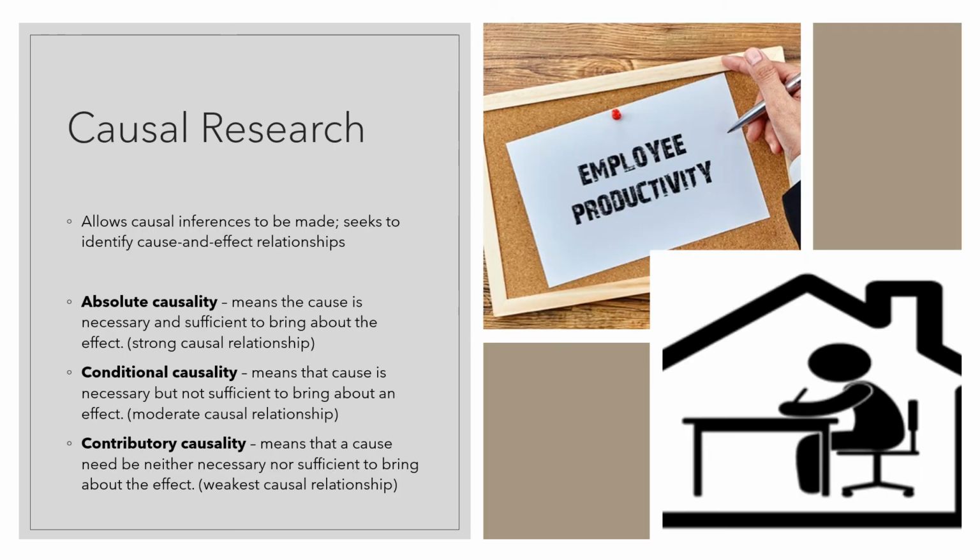The third type of research is called causal research, and this is where we're trying to seek relationships between variables. We're trying to see cause and effect. There are three levels of cause and effect relationship: the absolute, conditional, and contributory. Absolute means that the cause is absolutely necessary and sufficient to bring about the effect. So there's a strong relationship between variables, that one influences the other.